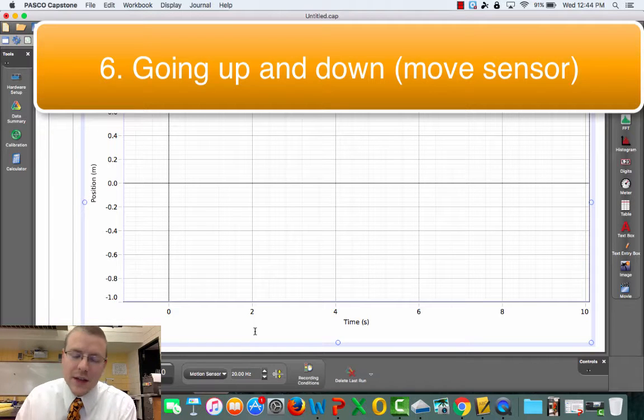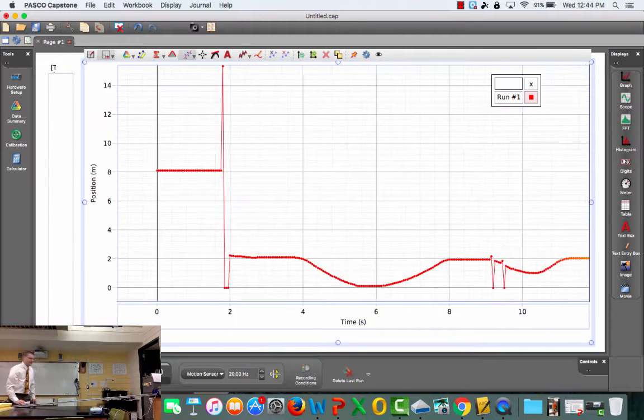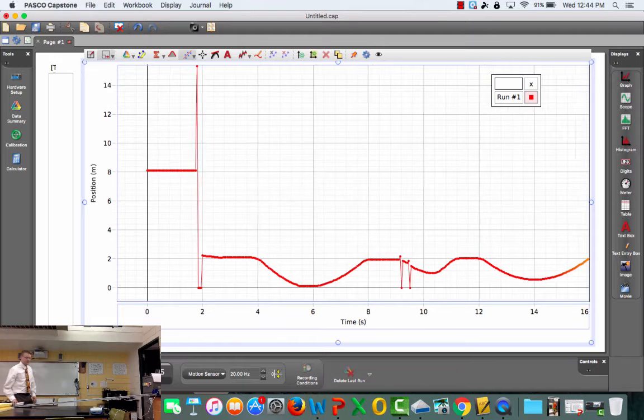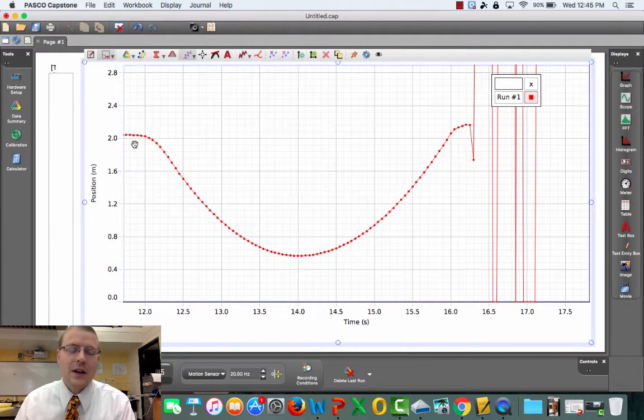Scenario 6, same scenario again, but I'm going to put the motion sensor at a different spot. I'm going to put it at the top. So here you can see, in this, I was moving very quickly in the beginning. Around 14 seconds, I leveled out and stopped moving. And then, on the way back, increased speed as I headed back to the start position.